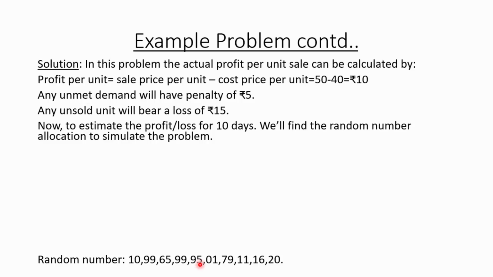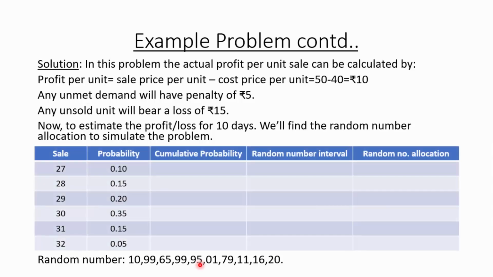Now in order to find out the random number allocation, we need to have this table, and this table shows the sale, which is the potential sale based on demand, and these are the corresponding probabilities. So we have been given sale and the probabilities, and now we need to find out the cumulative probability here, and we can see that these are the cumulative probability, which is the addition of the probability that is given in the problem. Now the next thing is we need to find out the random number interval.